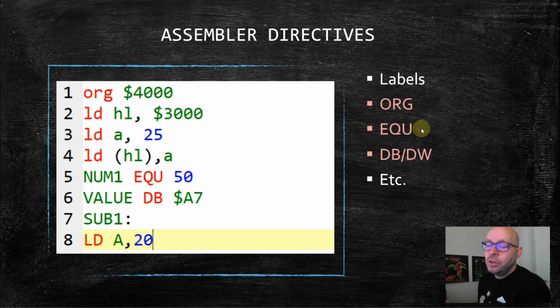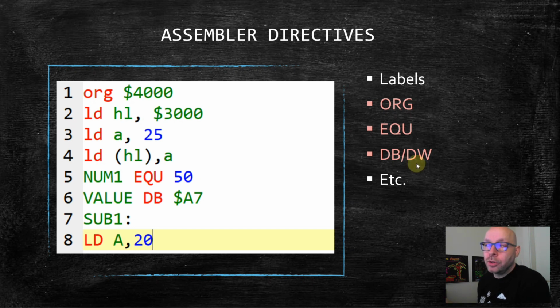So the EQU instruction that we just took a look at, although it assigns a value to a label, that value can't be changed while the program is running. However, using these define byte and define word assembler directives allows us to store values into memory locations, and of course we can change the value that's stored in memory locations as the program is running.